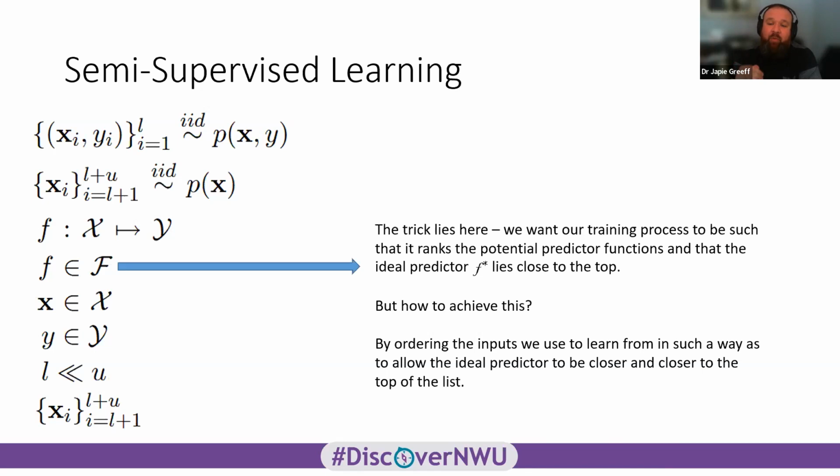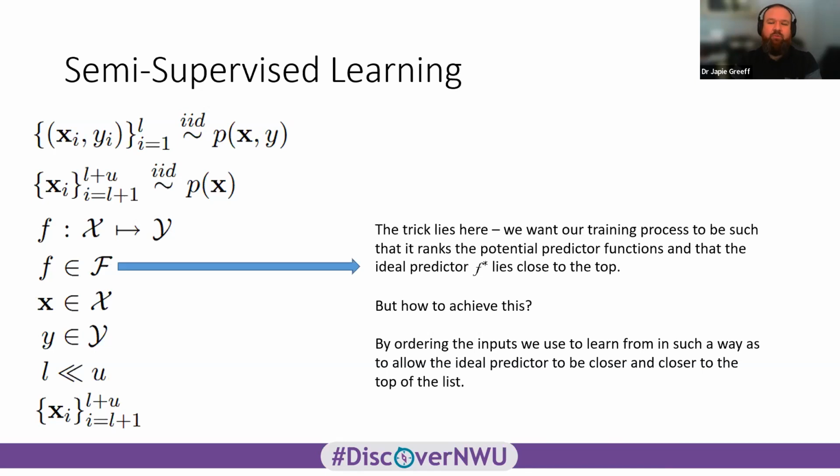So with normal supervised learning, you're taking all of the labeled data that you have and you're randomly picking inputs and, you know, making predictions and trying to learn the pattern. But with semi-supervised learning, we want to be a little bit smarter and say that we'll start with a base of labeled records, but we then want to order the inputs of the unlabeled records in such a way that this ideal prediction function comes closer and closer to the top of the list.